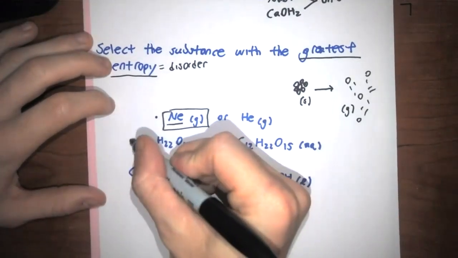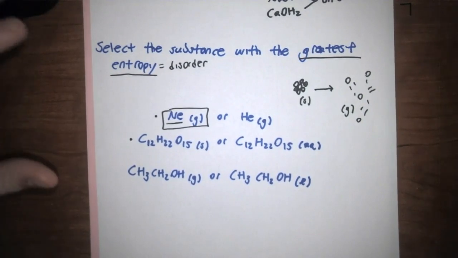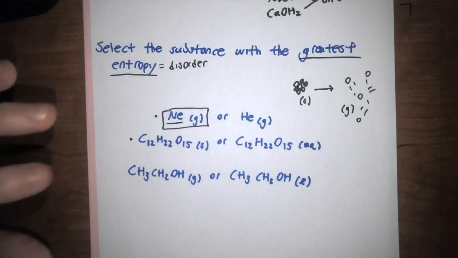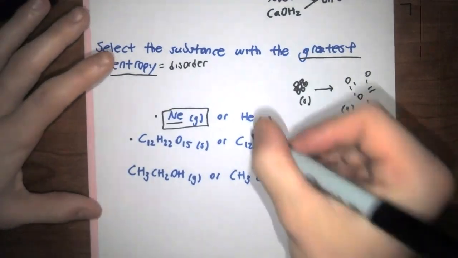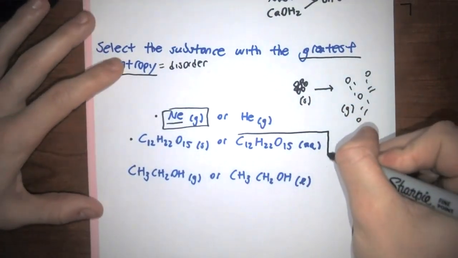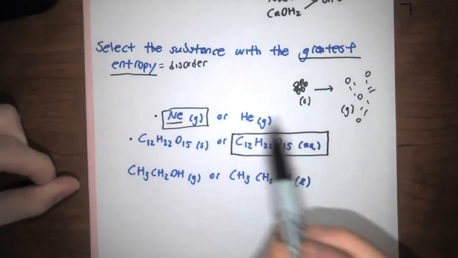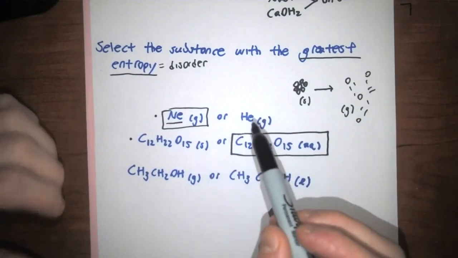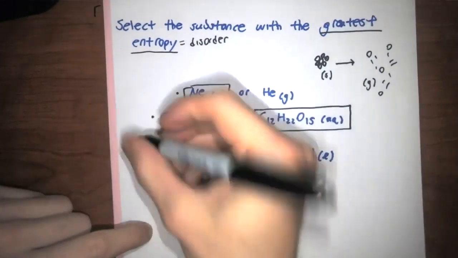Let's look at option 2. C12H22O11 as a solid, or C12H22O11 as an aqueous. It's the exact same organic molecule. One's a solid, one's aqueous. Which is going to be more disordered? The aqueous, right? We think about aqueous as a liquid most of the time because it's a solution. Aqueous means it's in water. So if we have a liquid versus a solid, we know the liquid molecules are going to spread out more than the solid. Great.